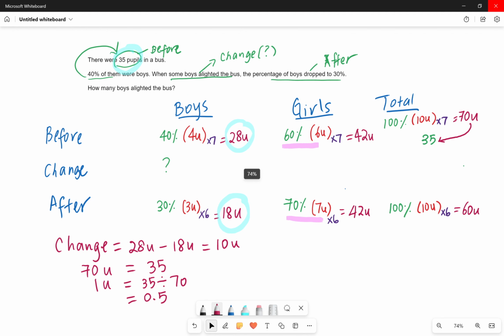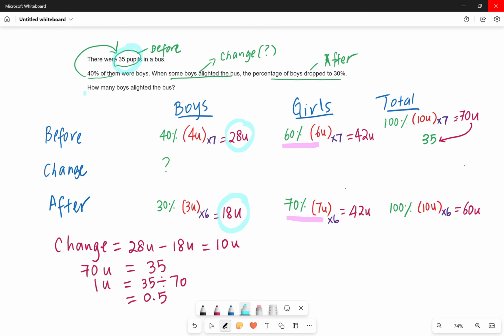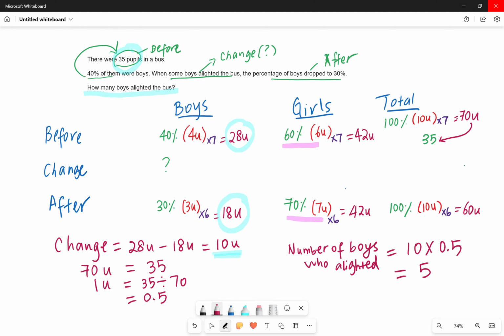So what are we going to find? The question wants us to solve how many boys alighted the bus. Since we already know that the change is 10 units, we can now use the change, which is the number of boys who alighted, which is the 10 units here, multiplied by the 0.5 per unit. This will give us an answer of 5. Therefore, 5 boys alighted the bus.